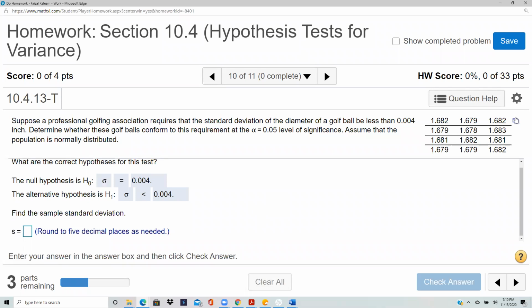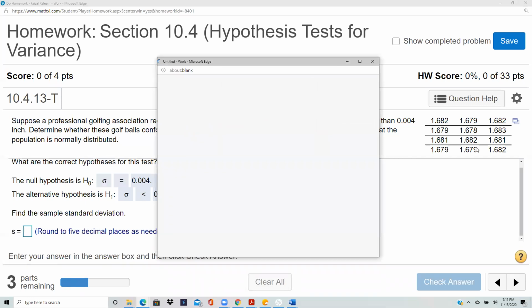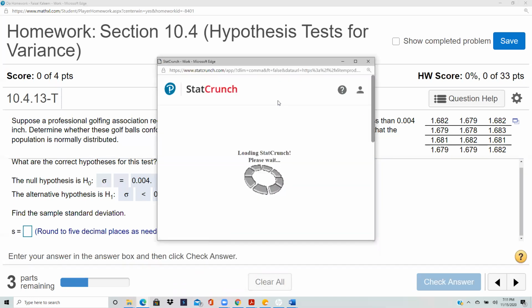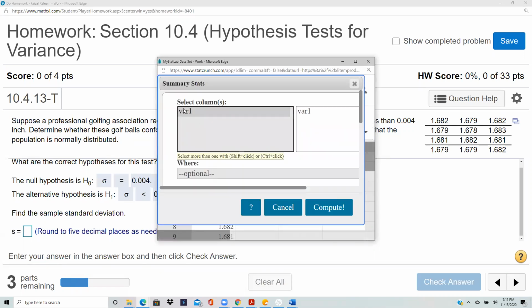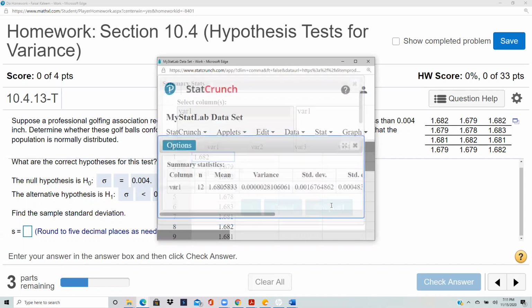Then the sample standard deviation. This is something we did long ago. If you remember, it was Stats, Summary Stats, Columns. Select the column and compute. The sample standard deviation is the one that appears by the name of just standard deviation. So it is 0.00168.